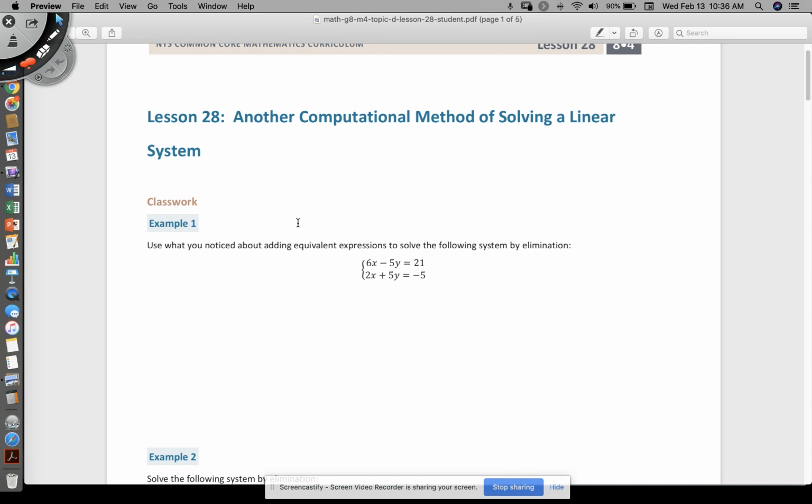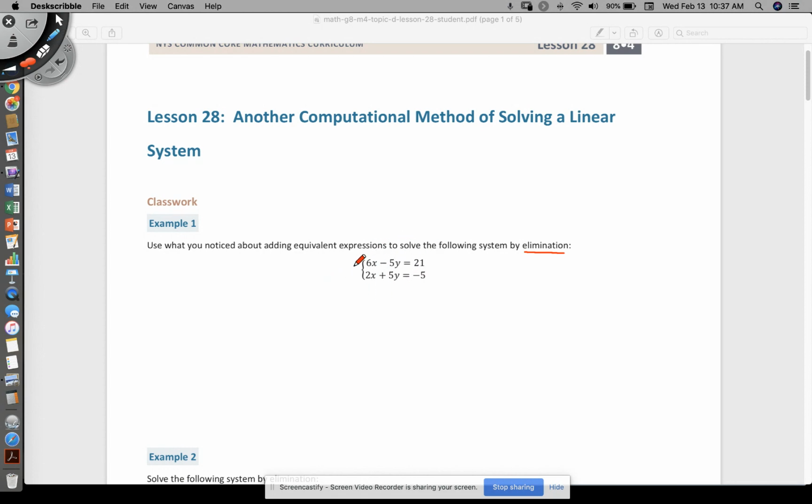This is 8th grade, Module 4, Lesson 28 on another computational method for solving linear systems. So we've been plugging numbers in. We have isolated variables to find coordinates. Now we're going to use a method called elimination. Elimination is exactly what it means. We're going to eliminate one of the variables, and we're going to do that by setting up these problems together.